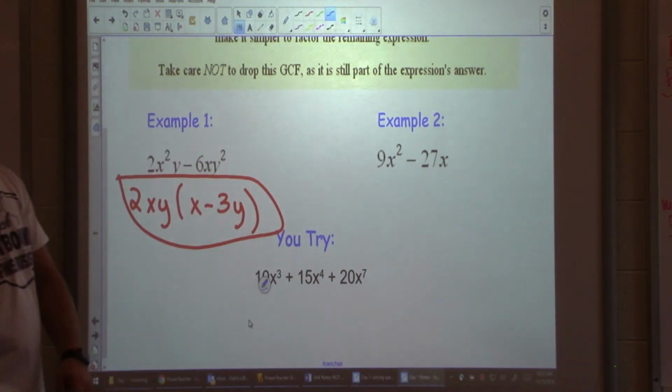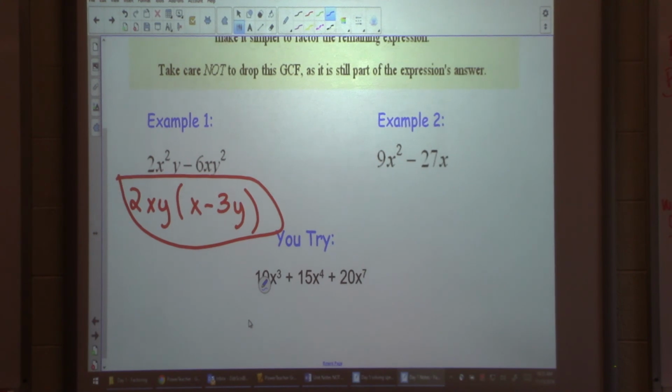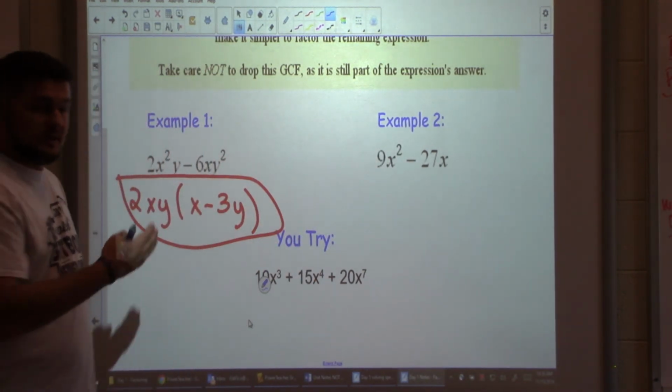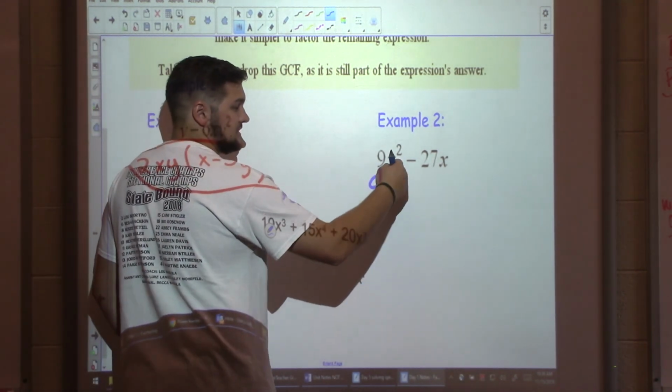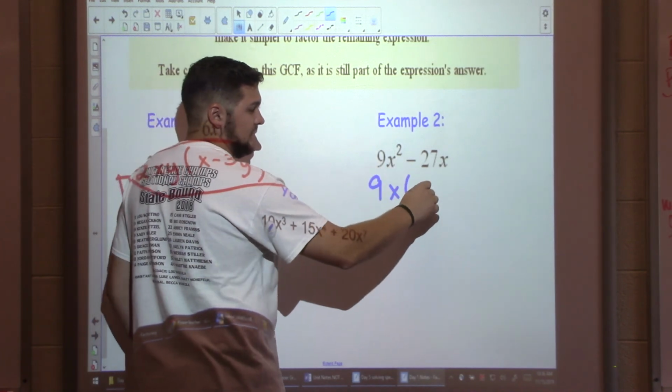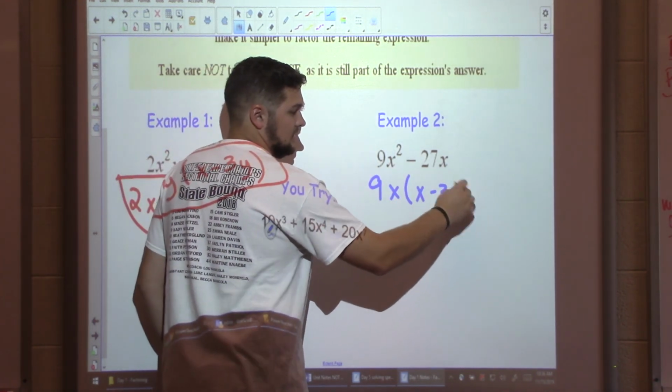The second one, 9x squared minus 27x. Well, 9 and 27, is there anything you can take out of those? 9. X squared and x. X, good. I'm left with x for my first term minus 3.